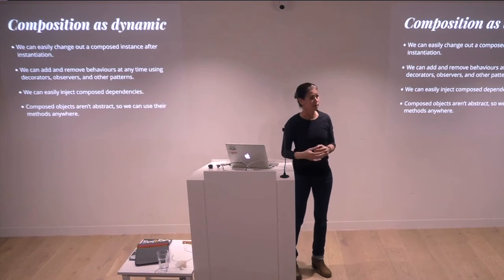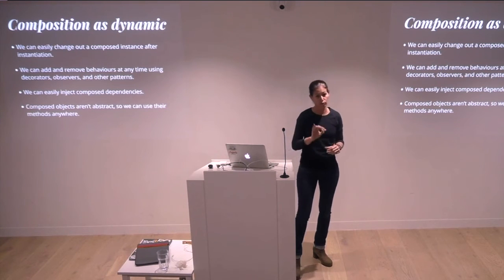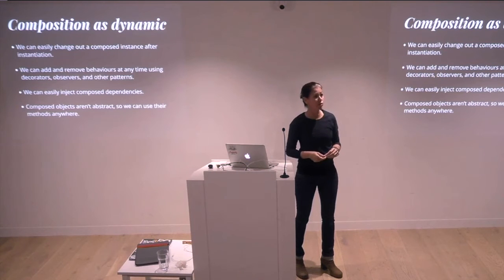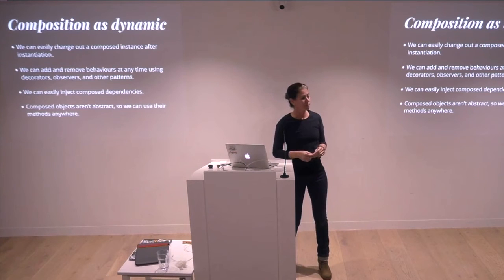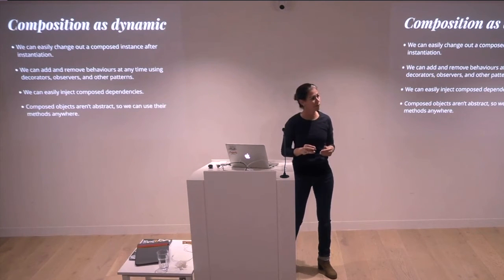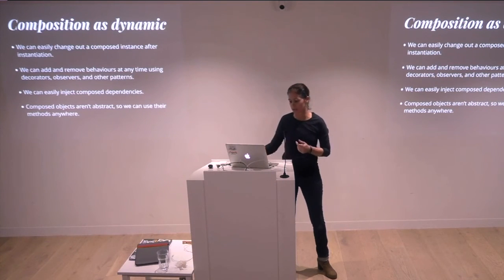Composition as a dynamic option, for example, means we can easily change out a composed instance after instantiation. We can add and remove behaviors at any time using decorators, observers, and other patterns. We can easily inject composed dependencies, which is the best thing for testing. And composed objects are abstract, so we can use their methods anywhere, as long as the composed objects answer to the same interface, and we'll talk about this in a minute.